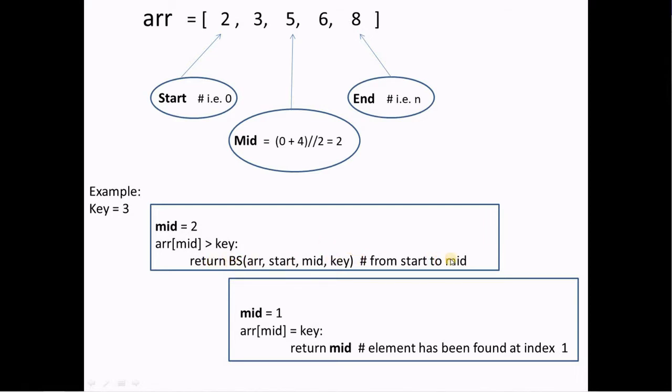Again it calls the binary search function. Then again in this subarray from index 0 to 2, it calculates the mid index, that is 1, and at index 1 we have element 3. So our key element is equal to the element which is present at the mid. So it will simply return the mid element. So it will return the index of the mid element after completing the recursive calls.